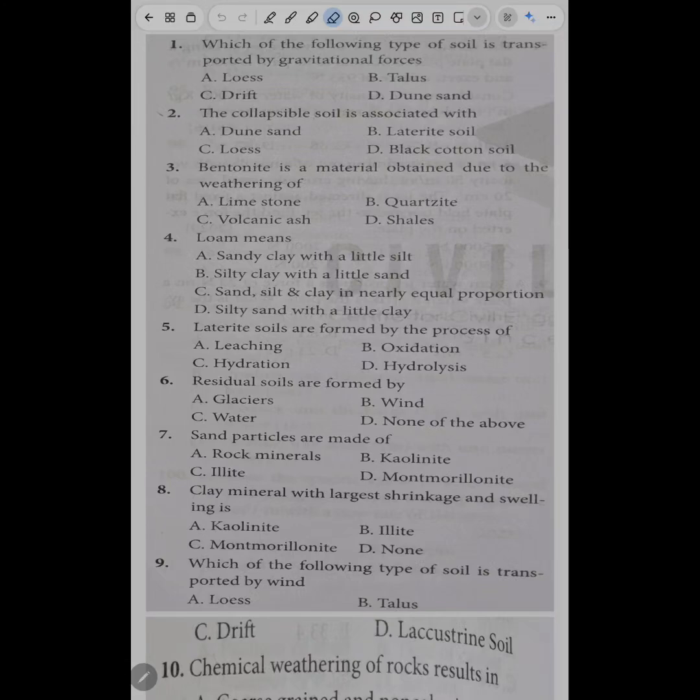Today we are going to discuss some important questions from geotechnical engineering, and the topic we are going to discuss today is origin of soil. So first question, which of the following type of soil is transported by gravitational force?